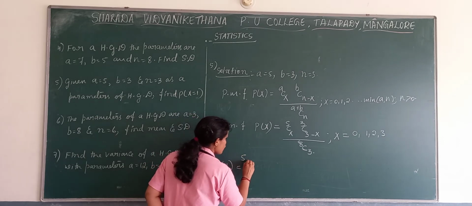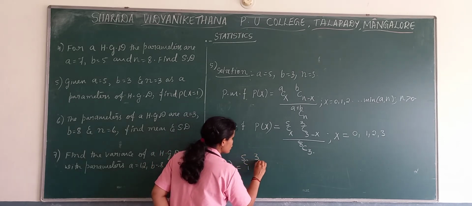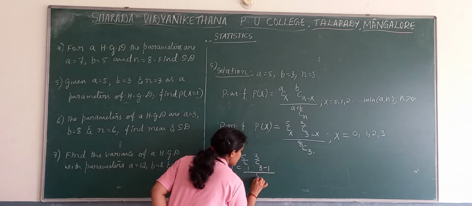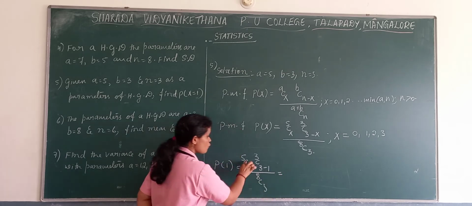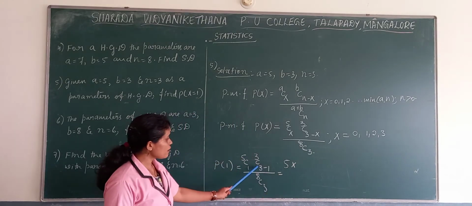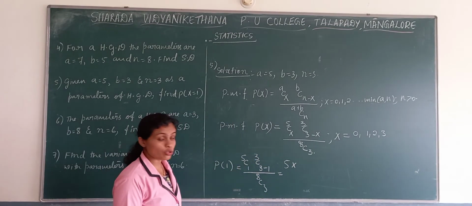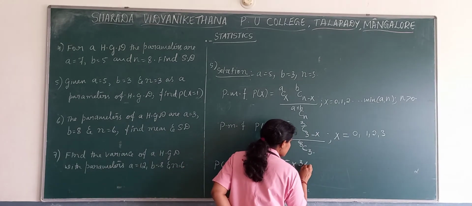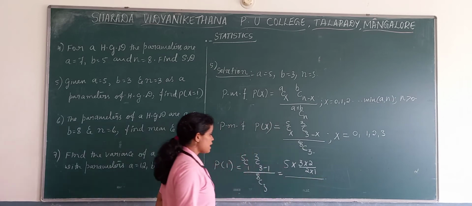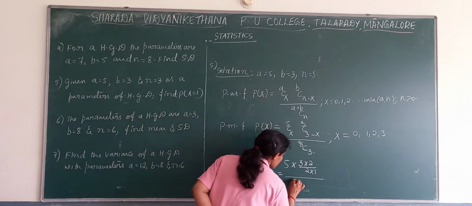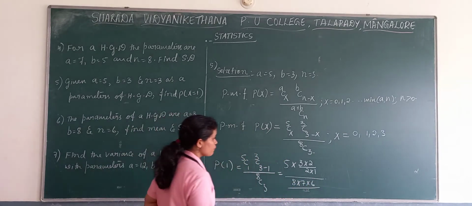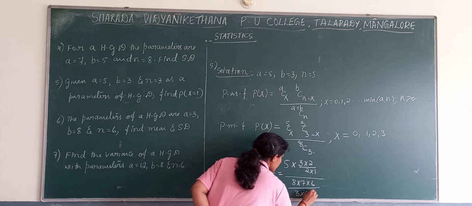So there 5C1 into 3C(3 minus 1) divided by 8C3. So 5C1, what is the value? 5 into 3C, here 3 minus 1 means 2, 3C2. So 3C2 means 3 into 2 divided by 2 into 1. Then 8C3: 8 into 7 into 6 divided by 3 into 2 into 1.